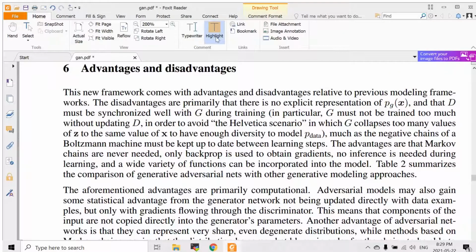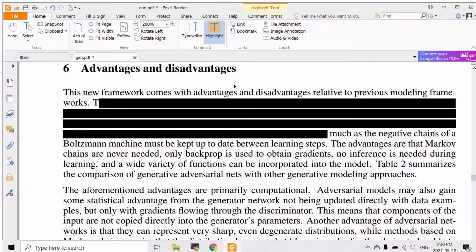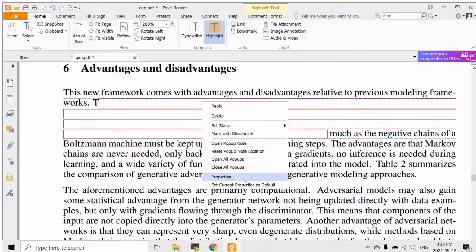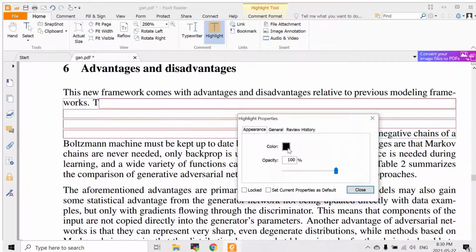This new framework comes with advantages and disadvantages relative to previous modeling frameworks. The disadvantages are primarily that there's no explicit representation of PG of x, and that D must be synchronized well with G during training. In particular, G must not be trained too much without updating D, in order to avoid the Helvetica scenario in which G collapses too many values of Z to the same value of x. Now they are talking about mode collapse here. Let's talk about that.